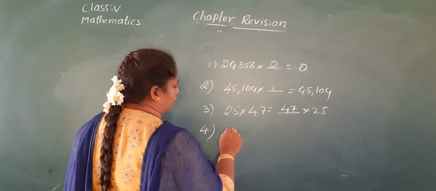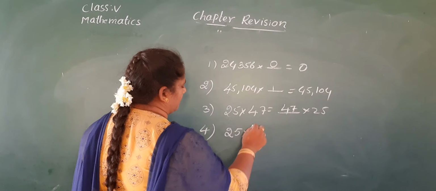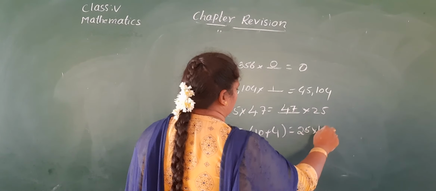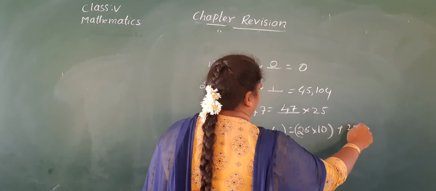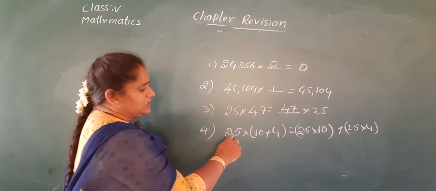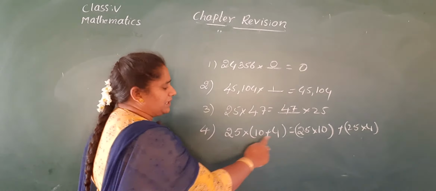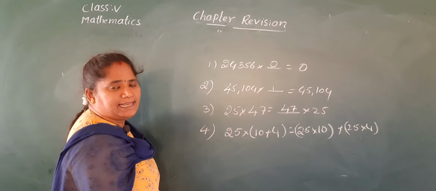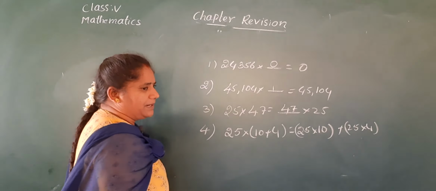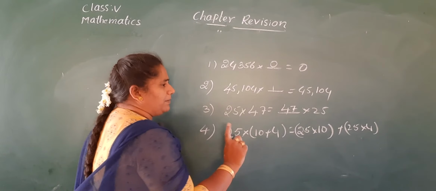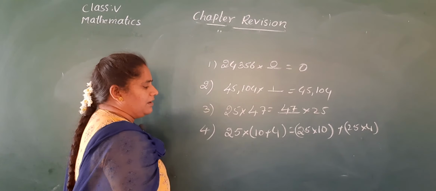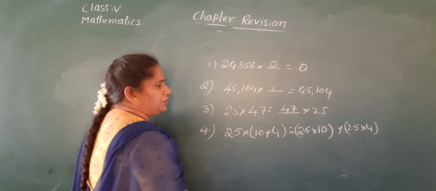Now I'll ask you one more question. Very, very easy question. 25 into 10 plus 4 can be written as 25 into 10 plus 25 into 4. Which property is this? Yes, very good. Distributive property. Why, Nana? Here this problem contains two mathematical operations. One is multiplication and another one is addition. Okay, this is called the distributive property.